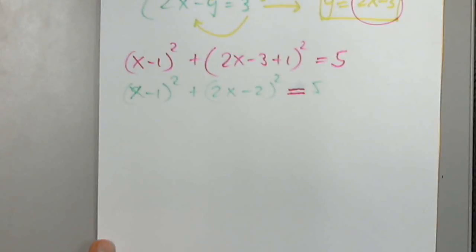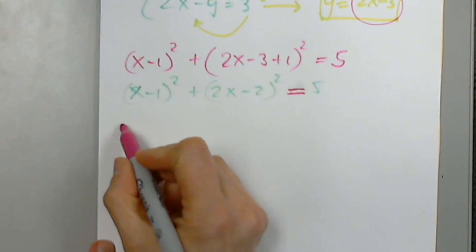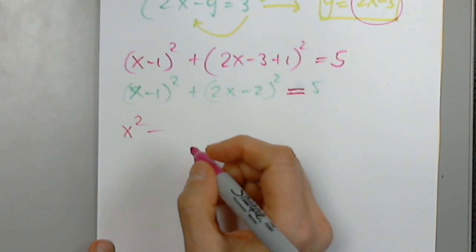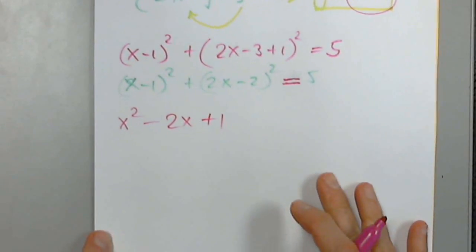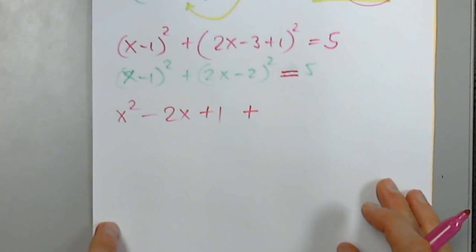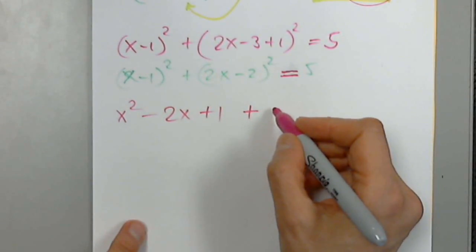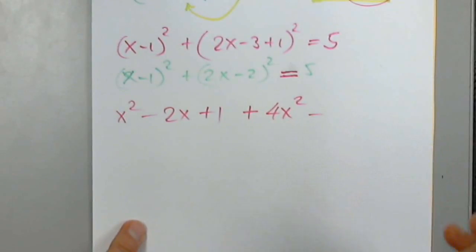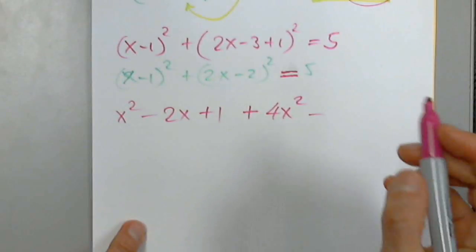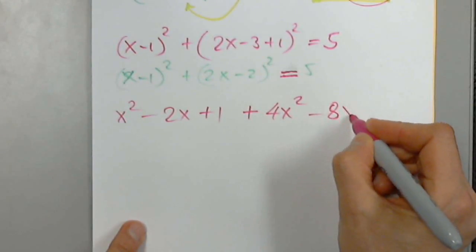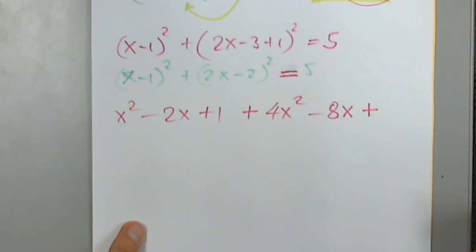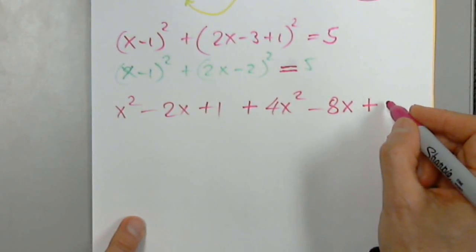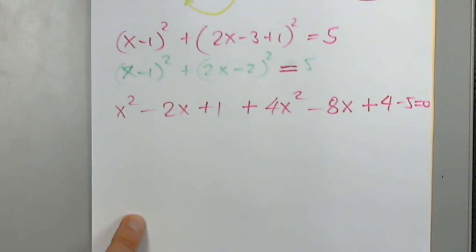x squared minus 2x plus 1. Perfect. Awesome. Plus 4x squared, awesome, plus 9. 2 times the first times the second, 8x, plus 4, minus 5 equals 0. Awesome.